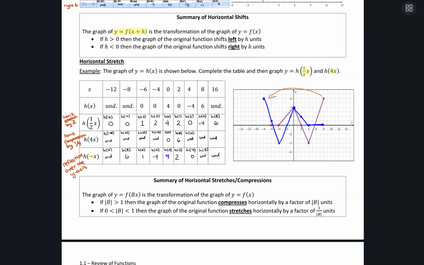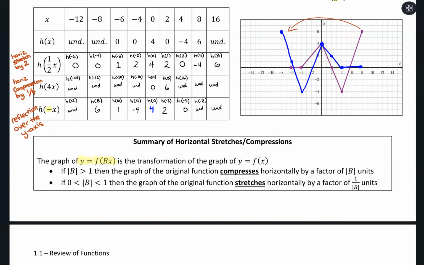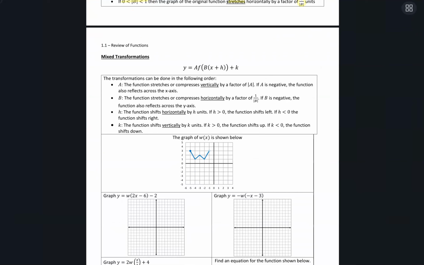Okay, so right there, horizontal stretches and compressions. What we're looking for is something multiplying inside our function notation. If b is more than 1, that's actually going to make a compression, and we're going to be using the reciprocal. And then if we have our value between 0 and 1, that's going to create a stretch horizontally. And again, we use that reciprocal. Feel free to pause the video, take a breath, or try these out on your own first, whatever you'd like to do there.